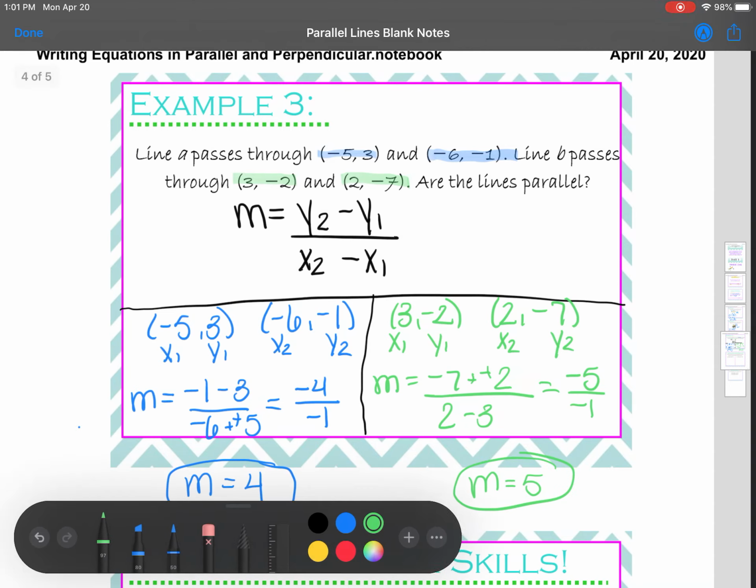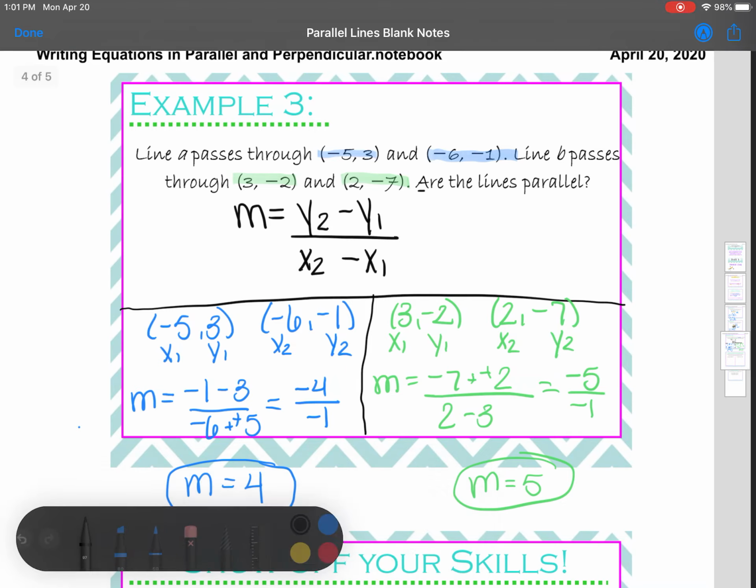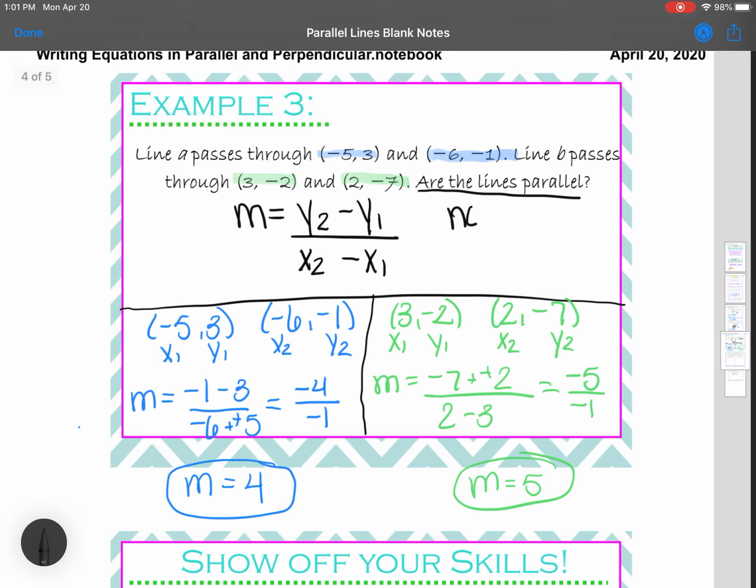Are these two the same? No, they are not. So my final answer to this question here: no, they are not parallel, because my slopes aren't the same, which means at some point they are going to intersect. All right.